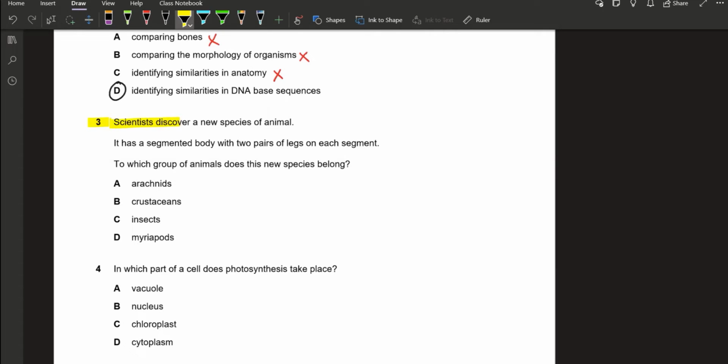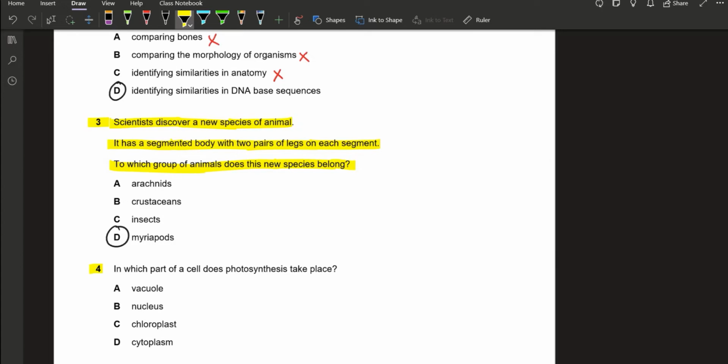Question number 3. Scientists discover a new species of animal. It has a segmented body with two pairs of legs on each segment. To which group of animals does this new species belong? So the species would belong to myriapods, as they have two pairs of legs on each segment of their body. So the correct option would be option D.